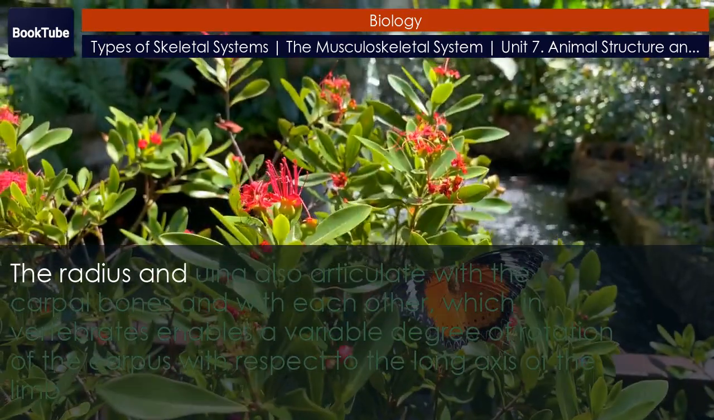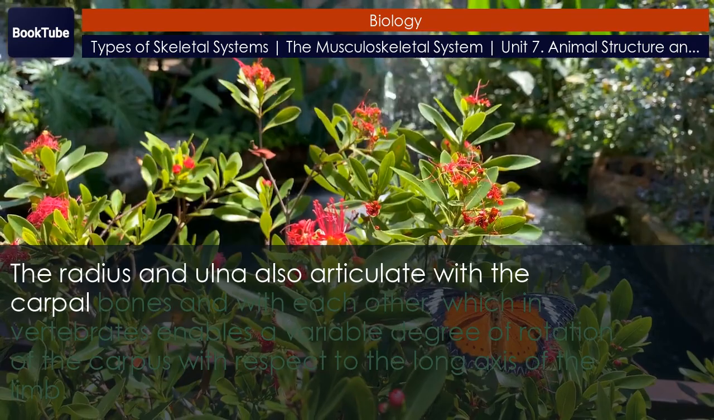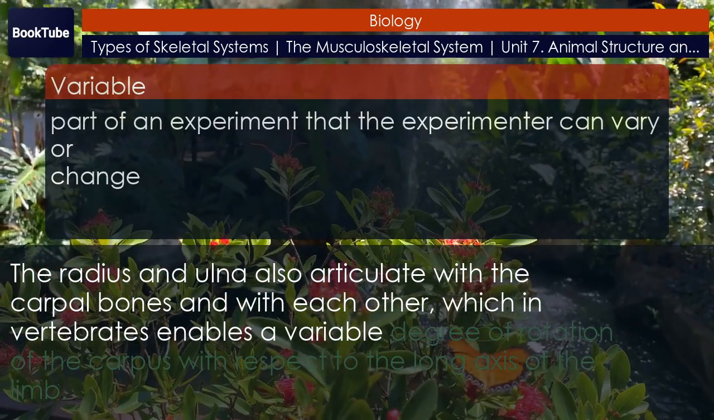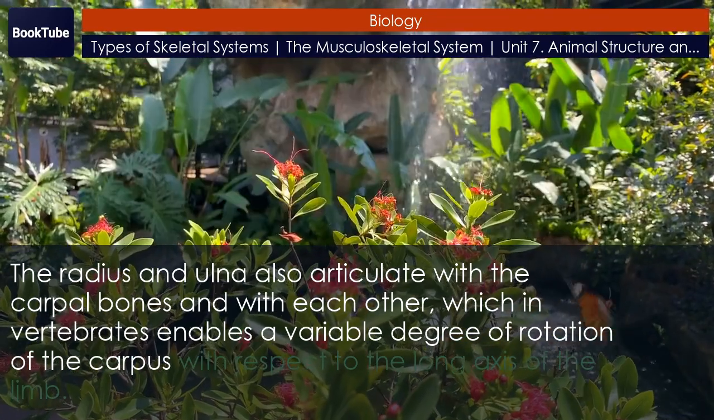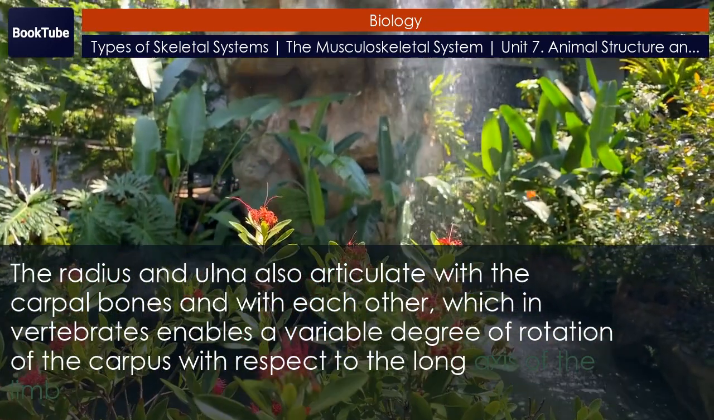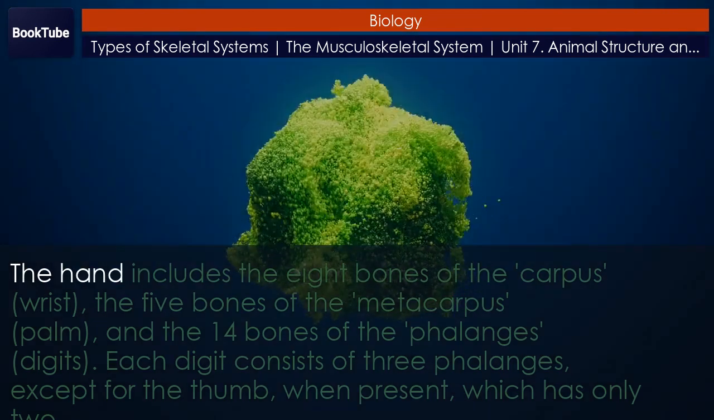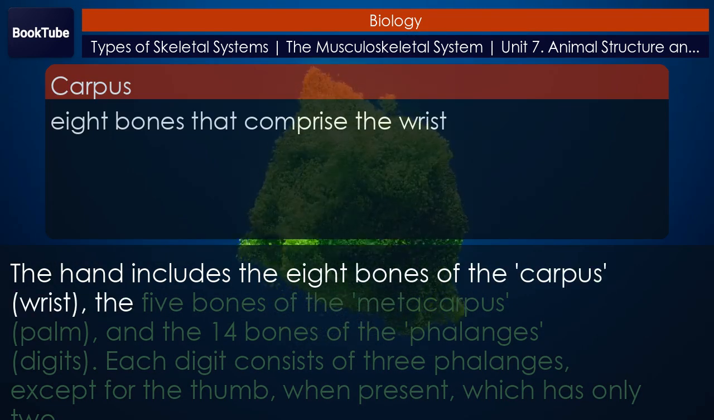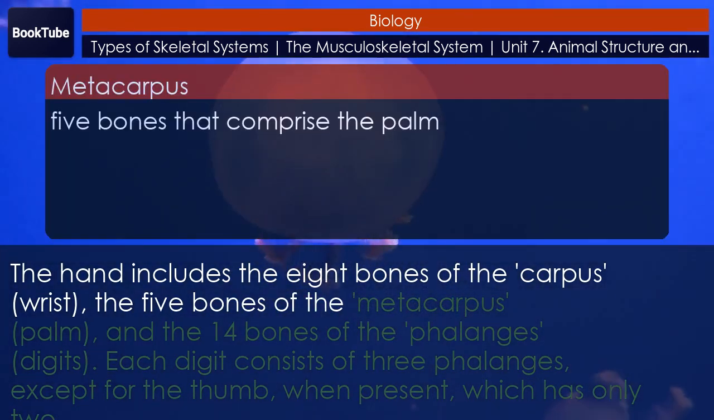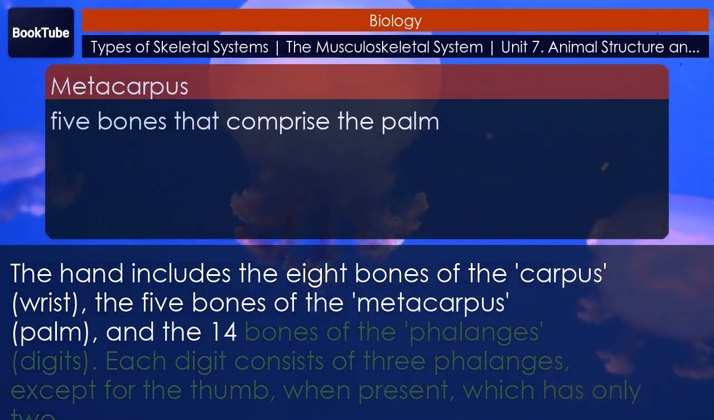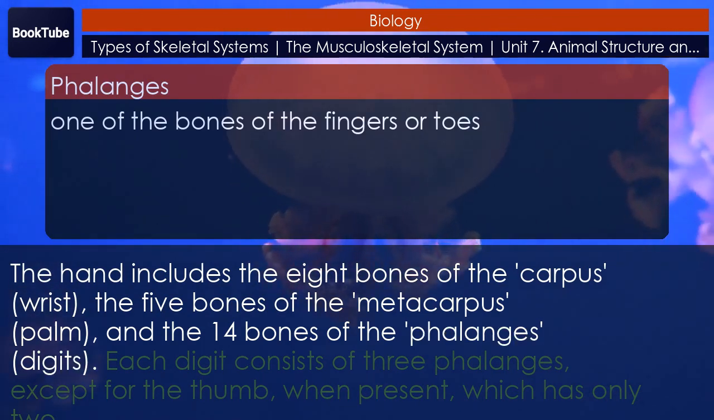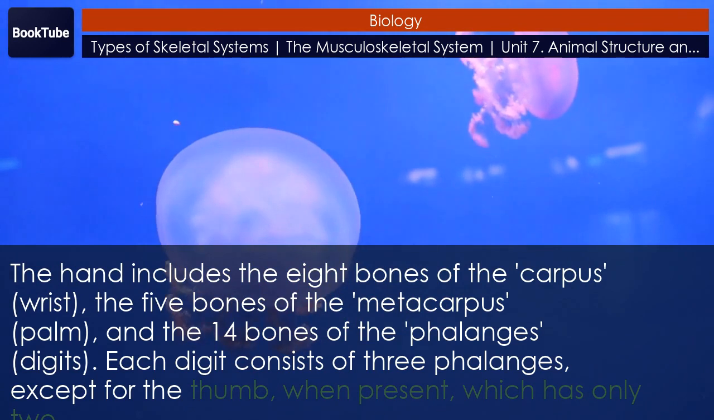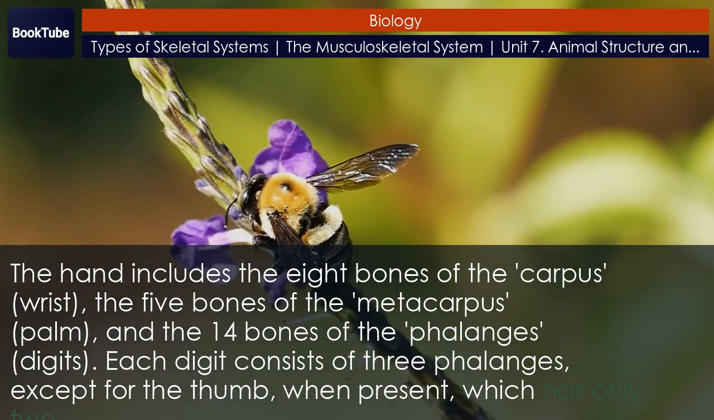The radius and ulna also articulate with the carpal bones and with each other, which in vertebrates enables a variable degree of rotation of the carpus with respect to the long axis of the limb. The hand includes the 8 bones of the carpus, wrist, the 5 bones of the metacarpus, palm, and the 14 bones of the phalanges, digits. Each digit consists of 3 phalanges, except for the thumb, when present, which has only 2.